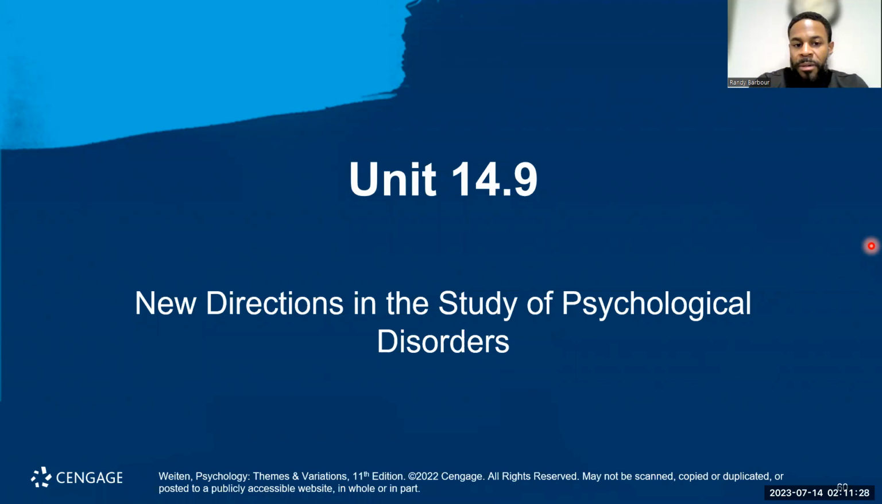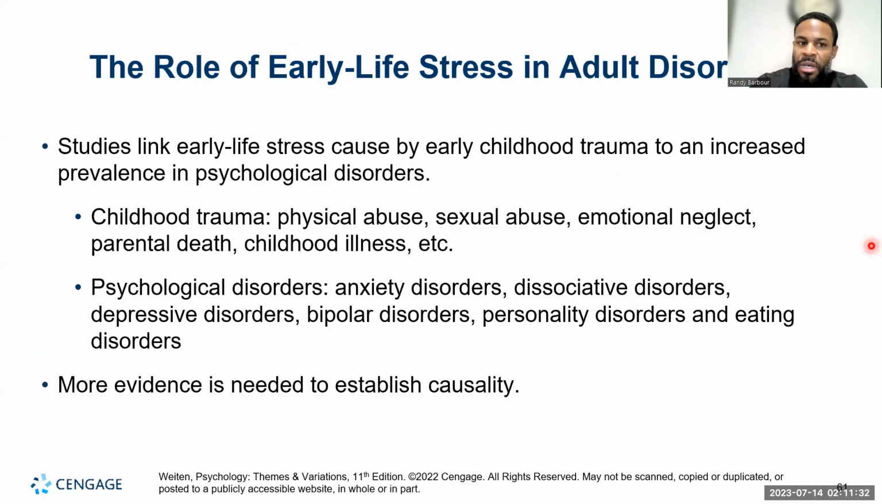Final unit, some new directions when we talk about the study of psychological disorders. One of the first things we'll talk about is the role of early life stress in adult disorders. What we've begun to see with research is that there are studies that link early life stress, caused by early childhood trauma, to an increased prevalence in a lot of the psychological disorders that we talk about.